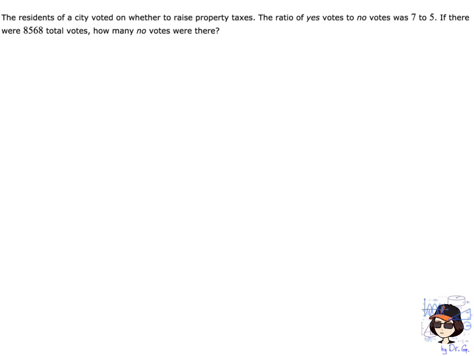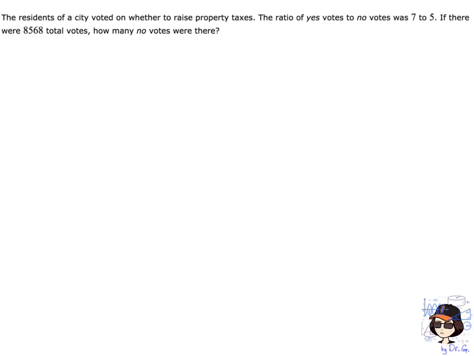Okay, welcome back. In this video, I'm going to show you how to solve a word problem using a proportion. Let's look at this word problem. It says the residents of a city voted on whether to raise property taxes. The ratio of yes votes to no votes was 7 to 5. If there were 8,568 total votes, how many no votes were there?